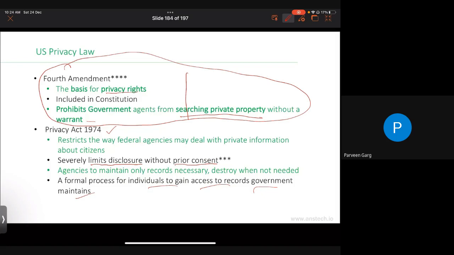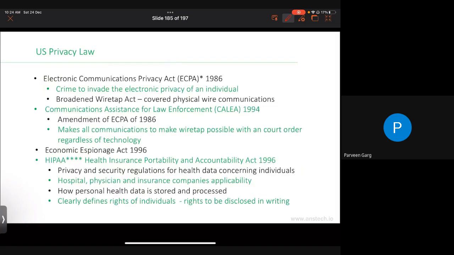Now, this act was from when there was no electronic communication. When electronic communications came, the Privacy Act got an amendment called the Electronic Communications Privacy Act, and it broadened the Wiretap Act. Before 1986, there was a Wiretap Act wherein organizations could wiretap your telephone communications with a warrant. This got extended to emails.